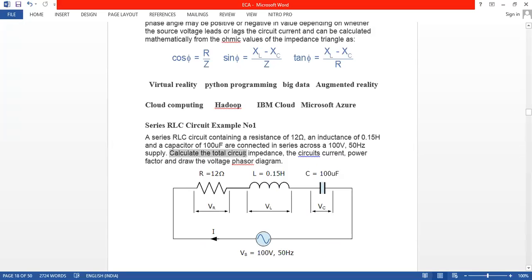Calculate what they are asking. Total circuit impedance, the total opposition. Then the circuit's current. Along with this one, we have to calculate the voltage. And what they are asking, power factor. Now, this power factor is a new term for you.